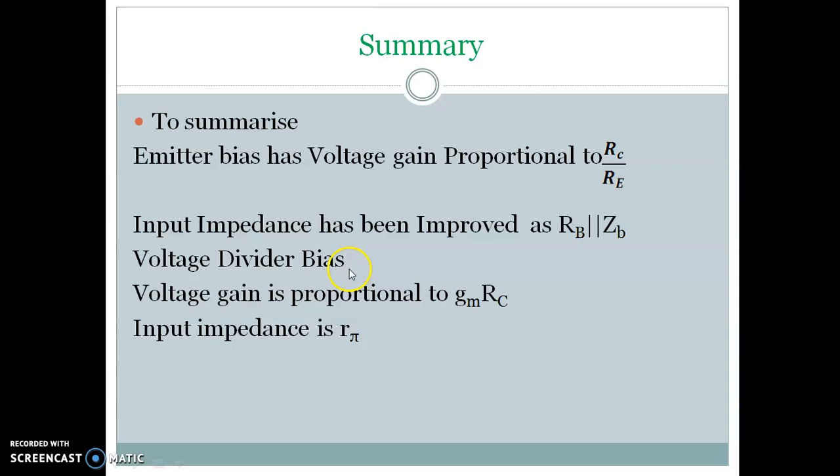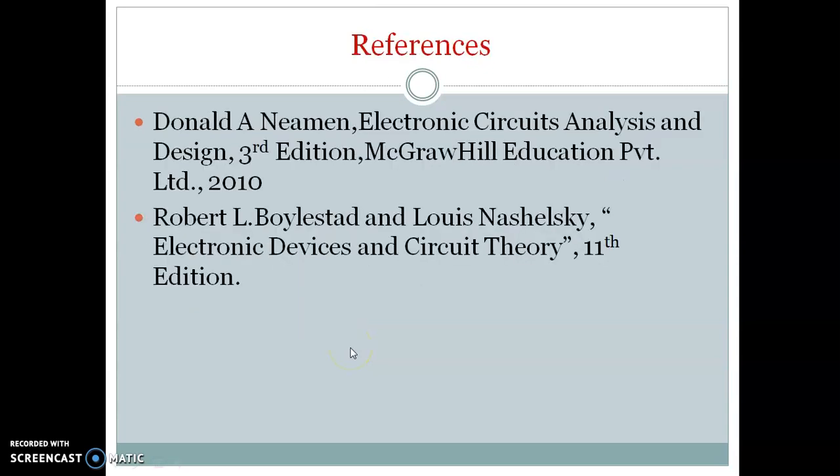And in case of your voltage divider bias, the voltage gain is proportional to Gm times RC. So with the help of the resistor RC, the voltage gain can be better improved, but it has very poor input impedance. The input impedance is only R pi, which is of a very small quantity.